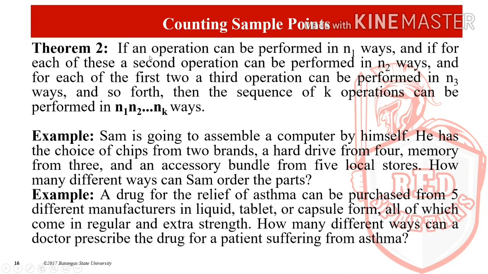So, yun yung ating answer. Then, for theorem number 2, if an operation can be performed in n sub 1 ways, and if for each of these a second operation can be performed in n sub 2 ways, and for each of the first two a third operation can be performed in n sub 3 ways, and so forth, then the sequence of k operations can be performed in n sub 1, n sub 2 times up to n sub k ways. So, siya ay multiplicative rule lang din, kaso hindi lang siya n sub 1, n sub 2. Pwedeng hanggang n sub 3, hanggang n sub 4, up to n sub k.